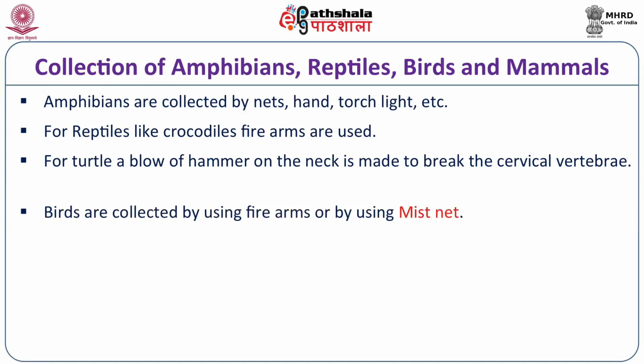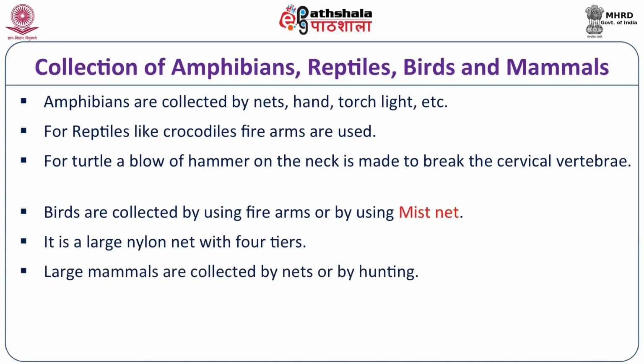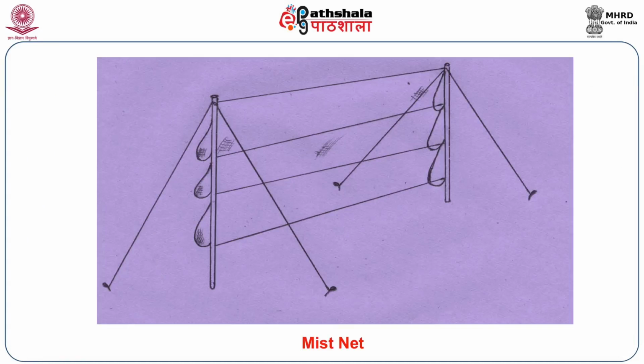Birds are collected by using firearms or by using a mist net. It is a large nylon net with four tiers. Large mammals are also collected by nets or by hunting. This is the drawing of a mist net.